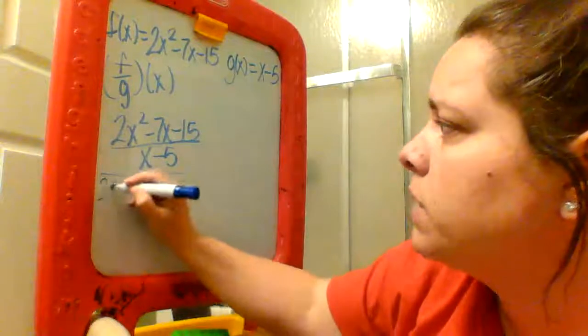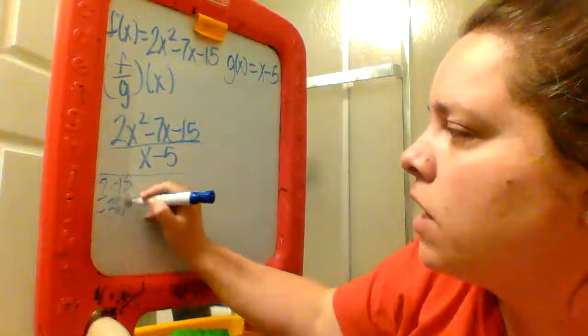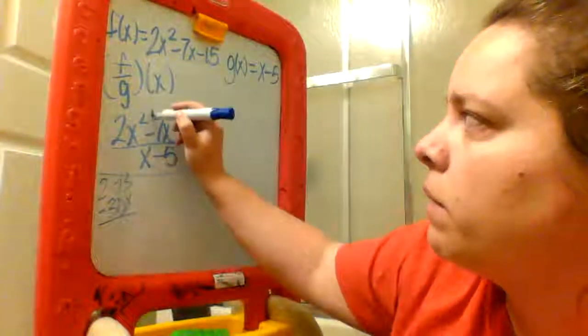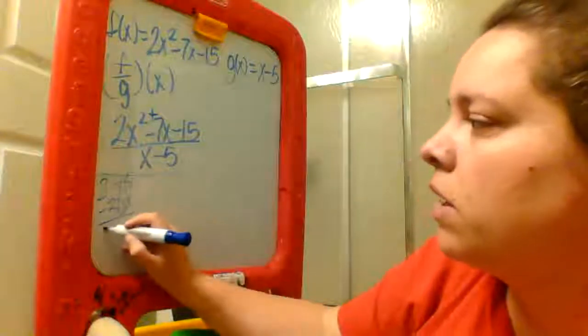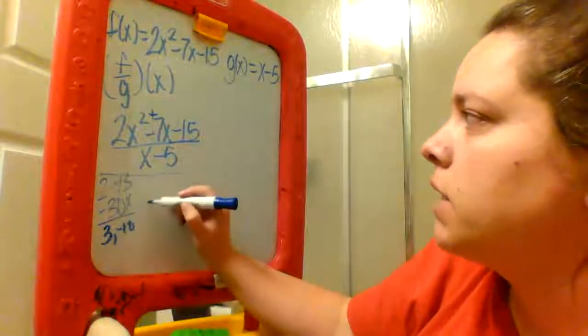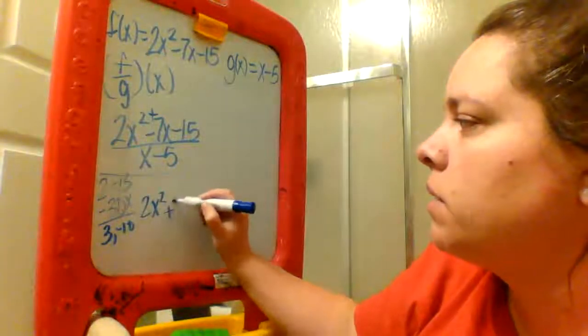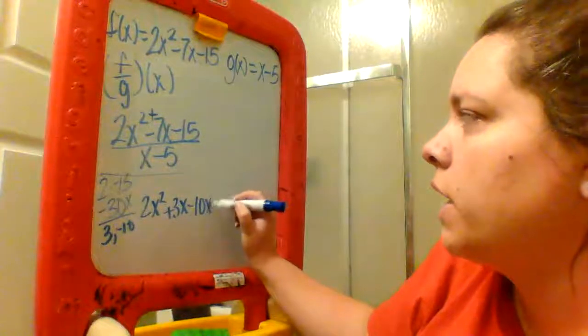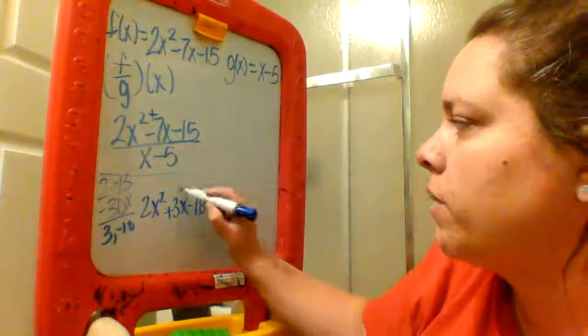All right, so 2 times negative 15, that's negative 30. So what multiplies to negative 30 but adds to negative 7? 3 and negative 10. So a times c busts the b, so I'm going to bust the b with 3x and negative 10x, and then I'll factor by grouping.